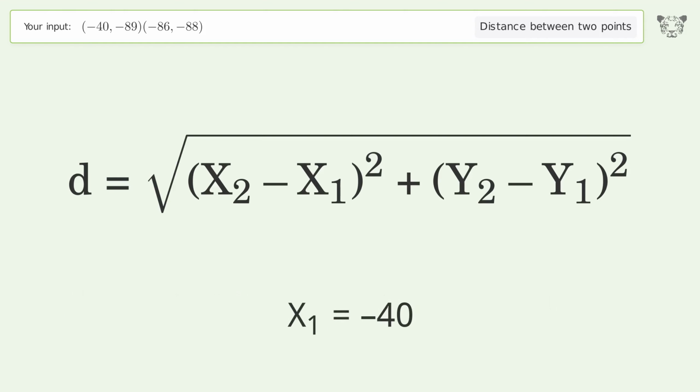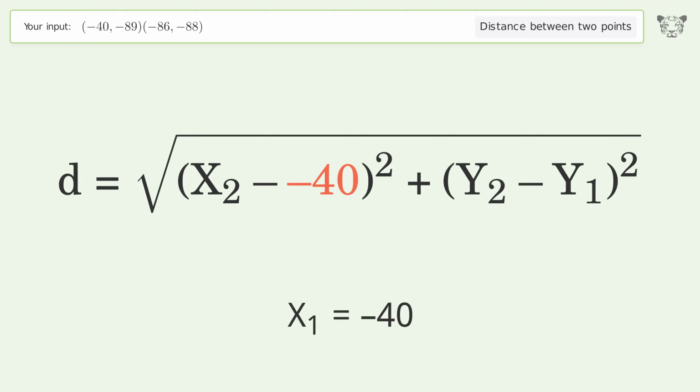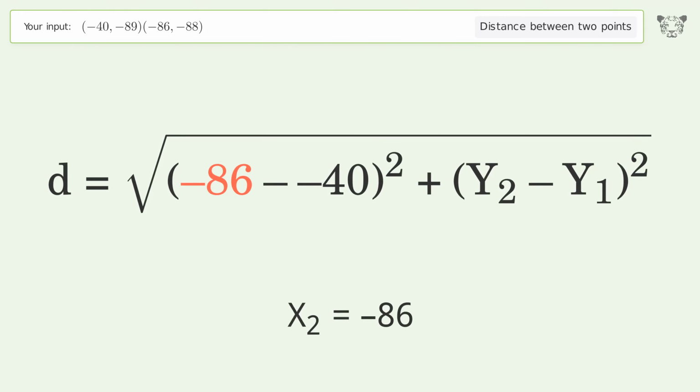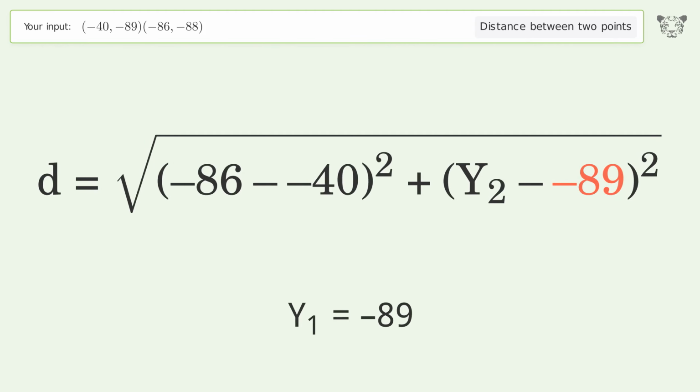x1 equals -40. x2 equals -86. y1 equals -89. y2 equals -88.